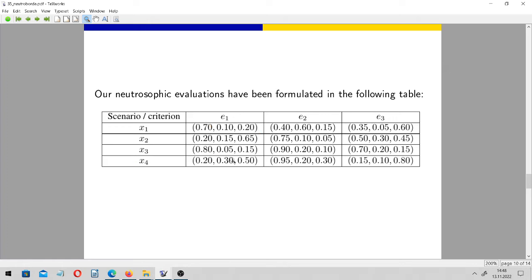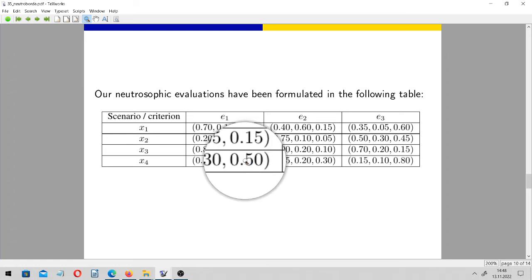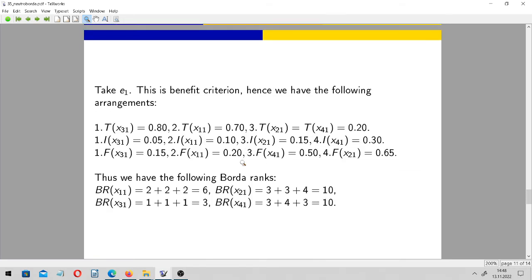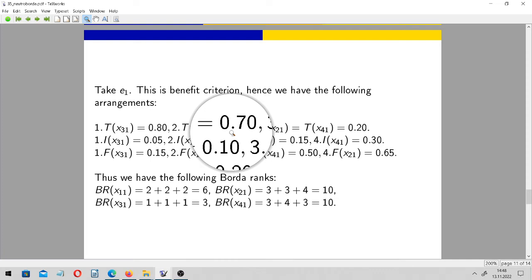Scenario and criterion, yes, as you can see. So for example, object number 4, house number 4, has 0.20 as our estimation of the truth of the statement that it's beautiful, 0.30 as our level of indeterminacy, and 0.50 that it's false, that it's beautiful. Okay, and then we take the first criterion, the benefit criterion of beauty, and we have the following arrangements here. You may analyze them.